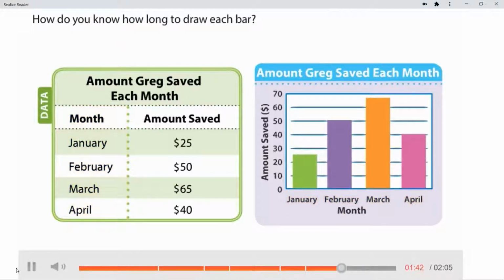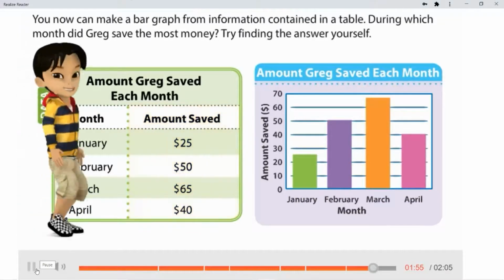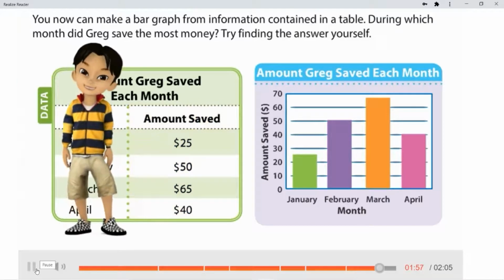How do you know how long to draw each bar? Each grid line represents $10. Look in the Amount Saved column in the table for each amount. You now can make a bar graph from information contained in a table. During which month did Greg save the most money? Try finding the answer yourself.